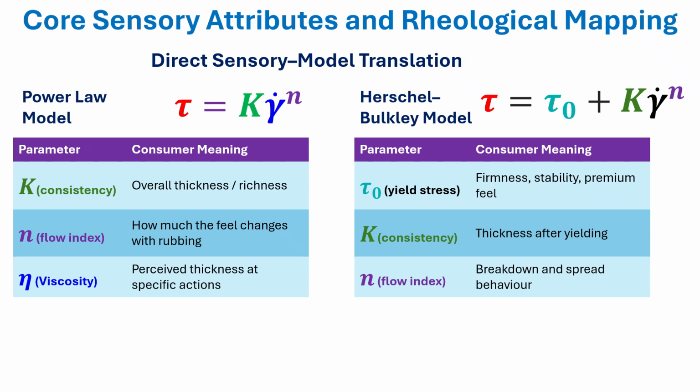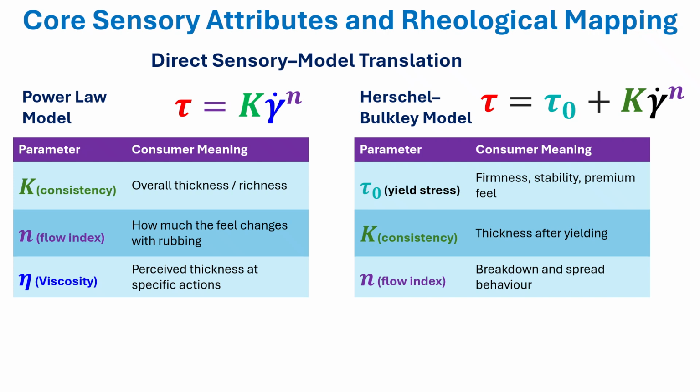This slide brings together the key ideas behind everything we've discussed so far: how the mathematical rheology models can be translated directly into what a consumer feels. Let's start with the power law model. This model does not include a yield stress, so it is most useful for describing how the product feels once it's already flowing. The first parameter, the consistency index K, relates to the overall thickness. In simple terms, a higher K means the product feels thicker or richer during use, while a lower K feels lighter.